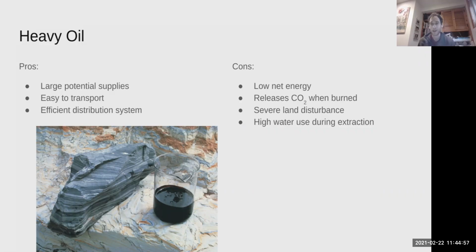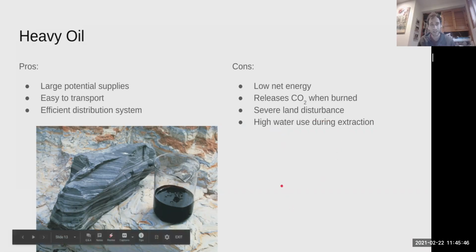The cons are the net energy is so low because the mining is so invasive. The mining of these rocks and sands, and then the refining of the oil, getting the oil out of the rock, takes so much energy that it really drops your net energy a lot. Of course, it releases CO2 when burned. And then the big problem is the land disturbance. This is the same problem we'd see with surface mining. This stuff is surface mined. So all the bad things you know about surface mining, strip mining, mountaintop removal, all those bad things happen with heavy oil extraction as well. And it uses a ton of water during the extraction. And then there's also going to be water contamination, because the same deal with the mining practices will contaminate water.